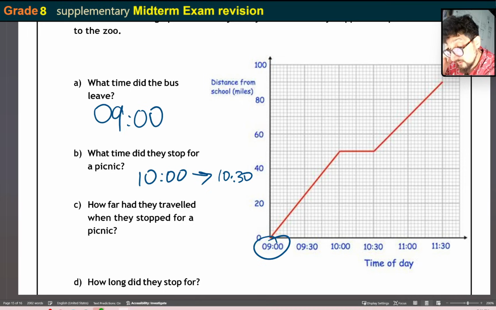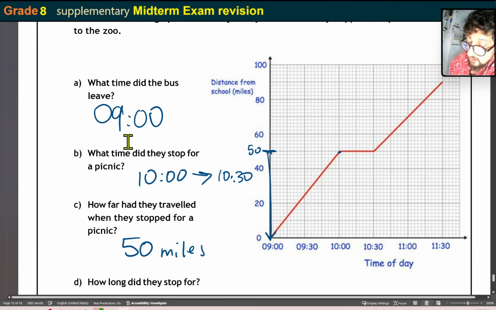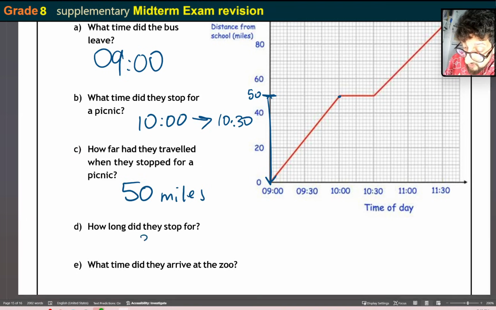How far had they traveled when they stopped for the picnic? Okay, so how far did they travel before they stopped? They stopped over here, so they traveled all the way to here, which is 50. So they had traveled 50 miles. Remember, the unit is miles, not kilometers. And how long did they stop for? They stopped for half an hour or 30 minutes. It doesn't matter whether you write 30 minutes or half an hour, unless the question tells you to write the answer in minutes.